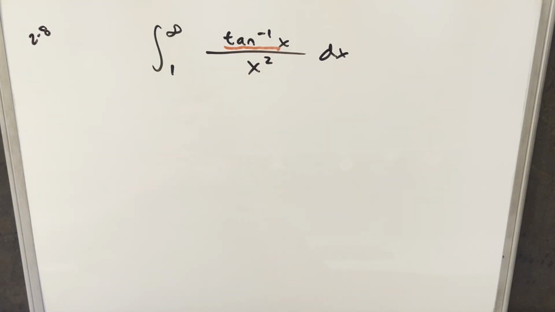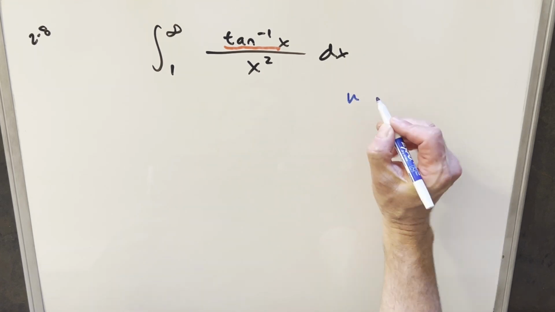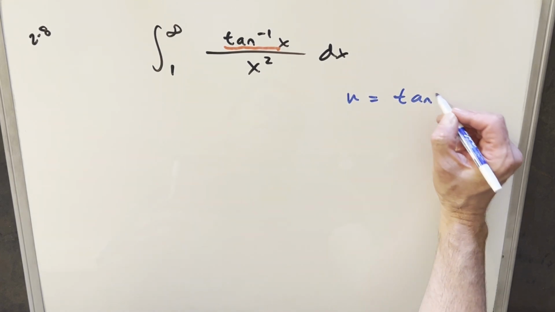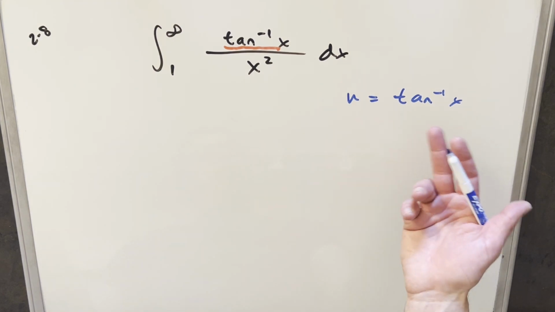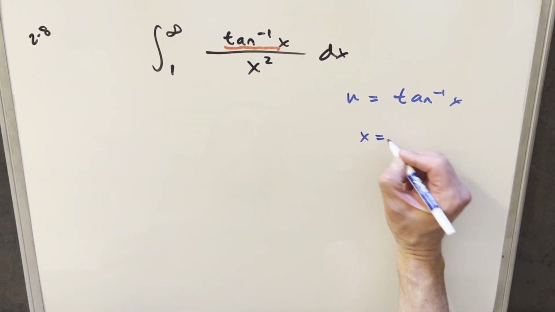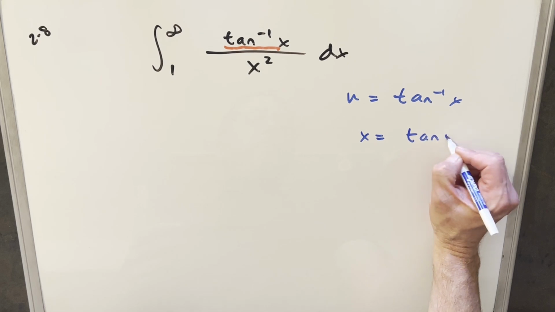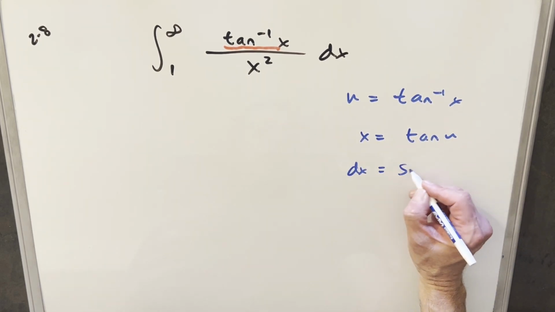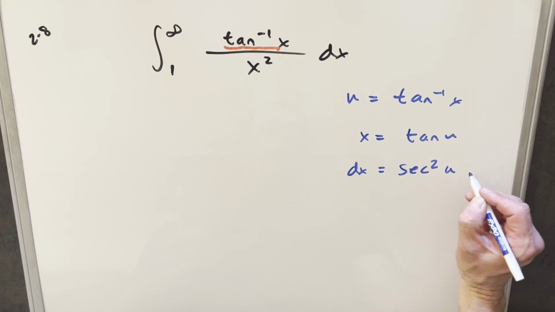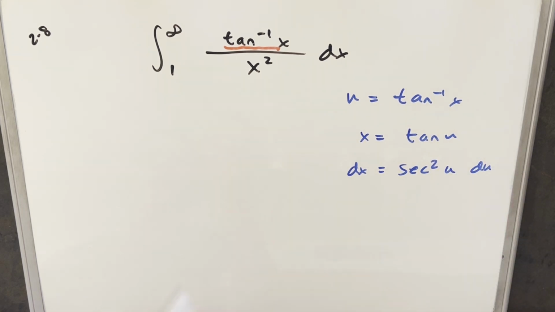But before I do that, let's actually do a u substitution to try to clean it up a little bit first. So I'll set u equal to arctan of x. Then we can rearrange this, taking tan on both sides, to get a value for x: x is going to equal tan of u. I'll take a derivative on this, so for my dx value, this is just going to become secant squared u du. So we'll go ahead with this substitution.